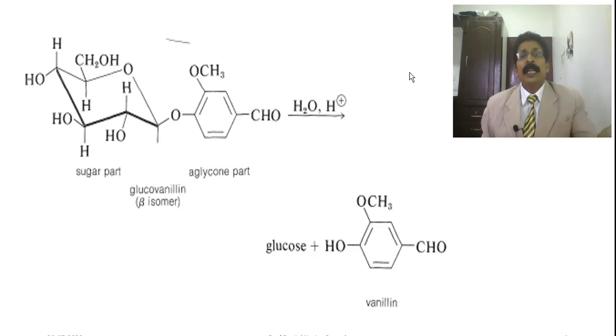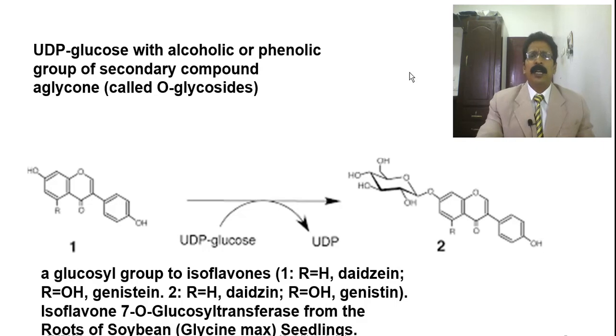You can see that when it is hydrolyzed, it will break down, the glucose molecule will be separated, and the aglycone part, you can see, is vanillin, which has one OH group, an aldehyde group and a methoxy group attached to a benzene ring. So vanillin is the aglycone present in the glucovanillin structure. This is one simple example of a glycoside for your understanding.